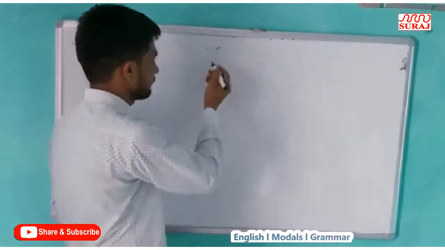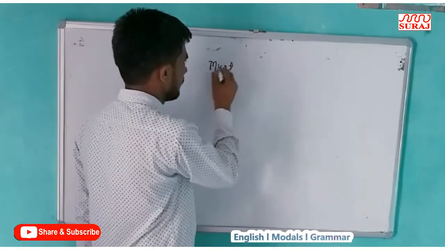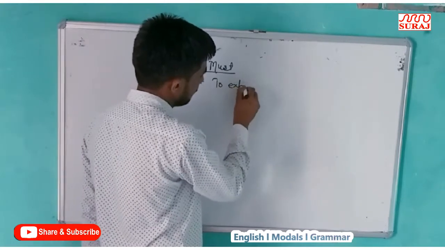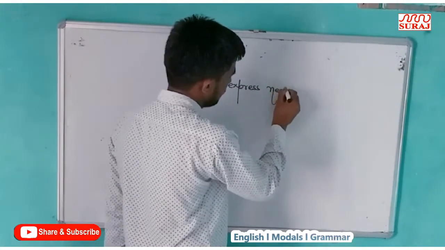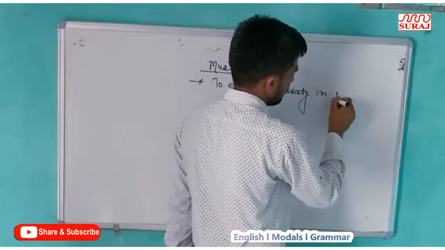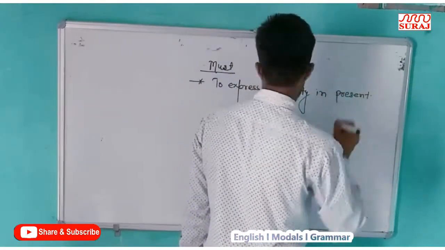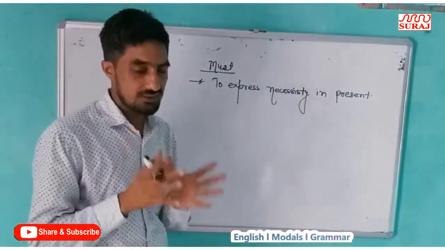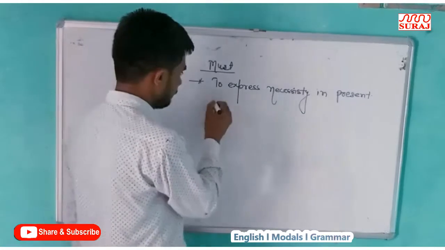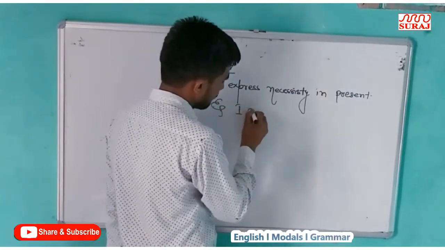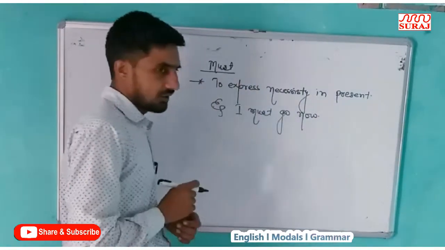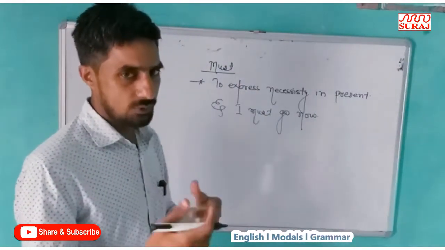Next one is must. Must is used to express necessity in present. Necessity as well as compulsion. In present time we can use must. For example, I must go now. This sentence shows necessity in present at the time of the speaking.